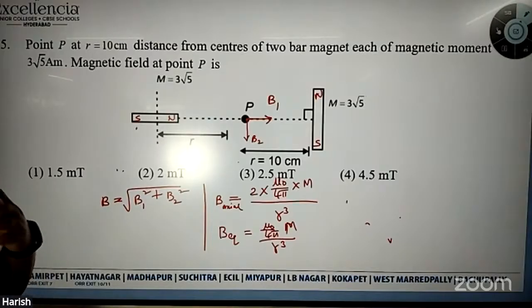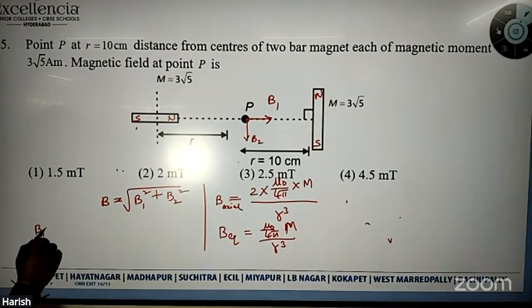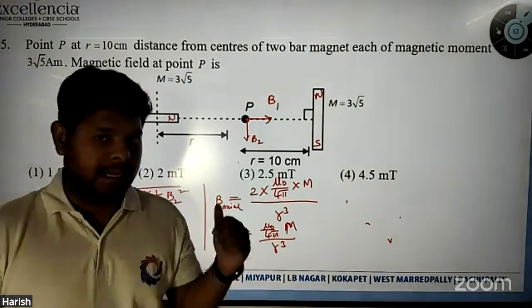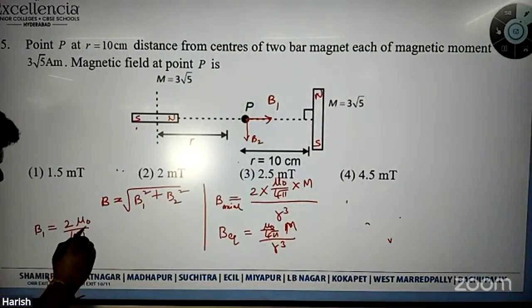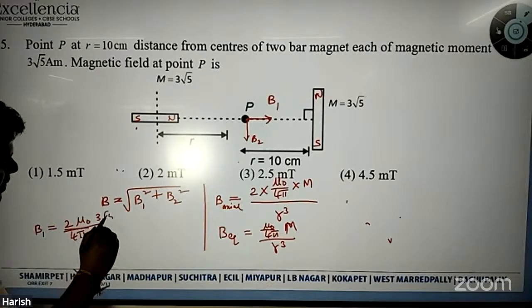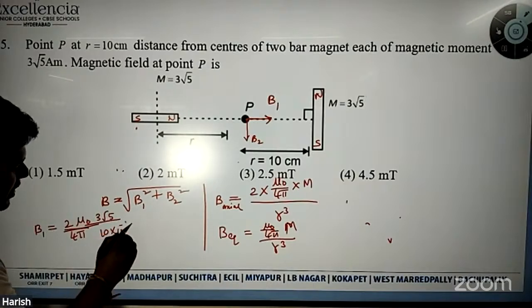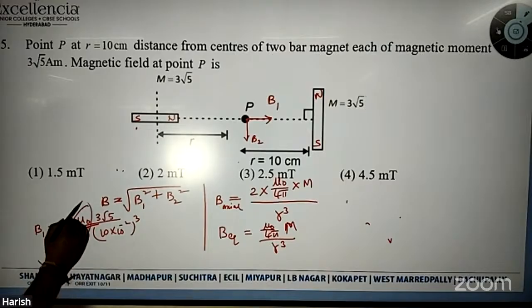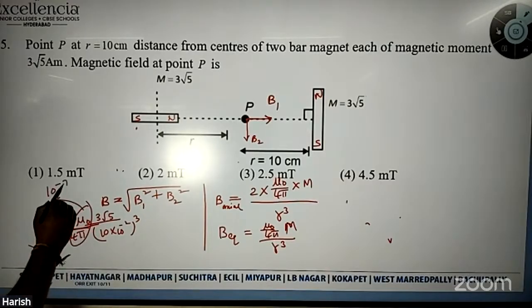Okay. M1, M2 values, everything is given for us. B1 is 2 into mu naught by 4 pi. One can substitute the values, mu naught by 4 pi, which is 10 power of minus 7, into M. What is M given? 3 root 5, by distance is 10 centimeters. So (10 into 10 power of minus 2) whole cube. This is B1. And this mu naught by 4 pi, you can straight away take 10 power of minus 7.